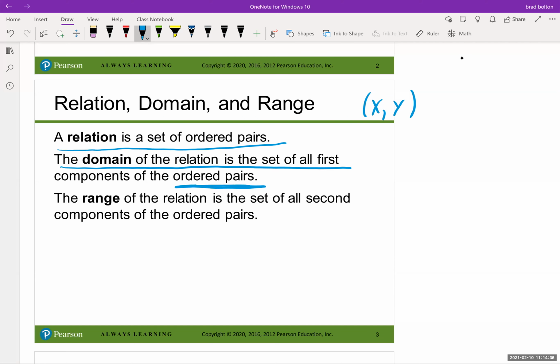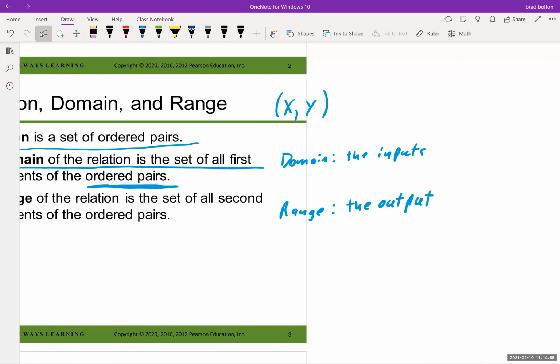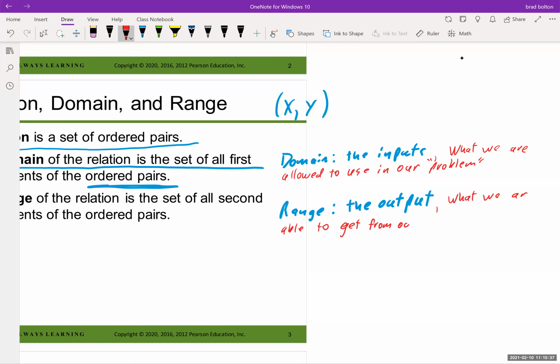I like to think of domain as the inputs and range as the outputs, or what comes out after you input a value. Now that's a very vague term. So another way to talk about domain is what we are allowed to use in our problem. That's a little vague once again, but I'm trying to put it in normal terms. And the output, or range, is also what we are able to get from our problem.